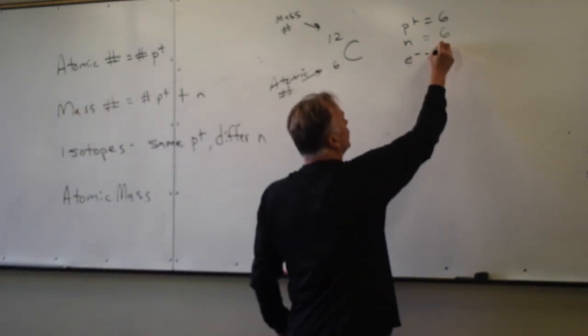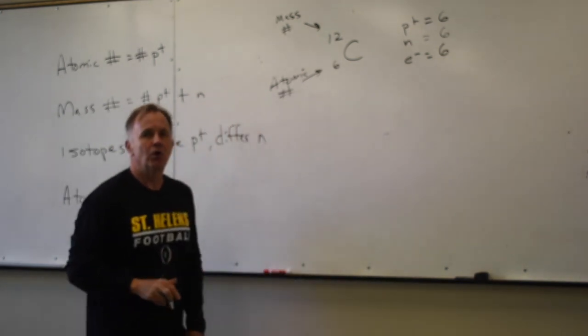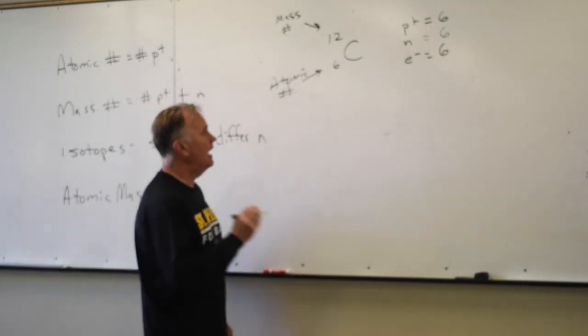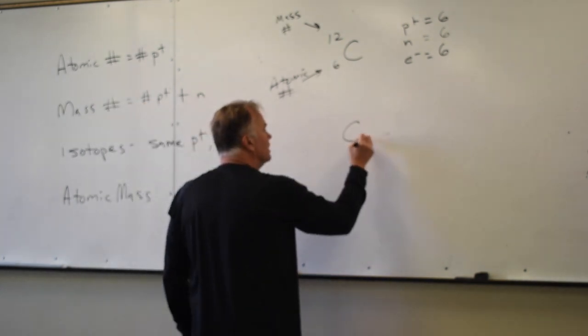Electrons, if it is neutral, it's going to be 6. You have the same number of protons as electrons. They balance each other out. Right? Now, carbon can also exist like this, though.